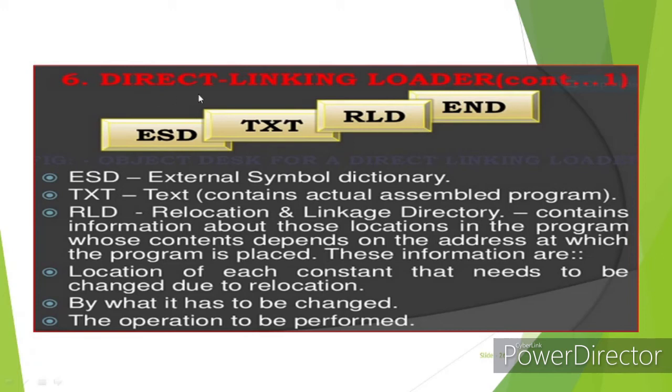The next type is the direct linking loader. Here you can see the ESD, which is the external symbol dictionary. TXT is the text, the actual assembled program. RLD is the relocation and linking directory, which contains the information about those locations in the program whose contents depend on the address at which the program is placed. This information includes the location of each constant that needs to be changed due to relocation, by what it has to be changed, and the operation to be performed, and finally the END.